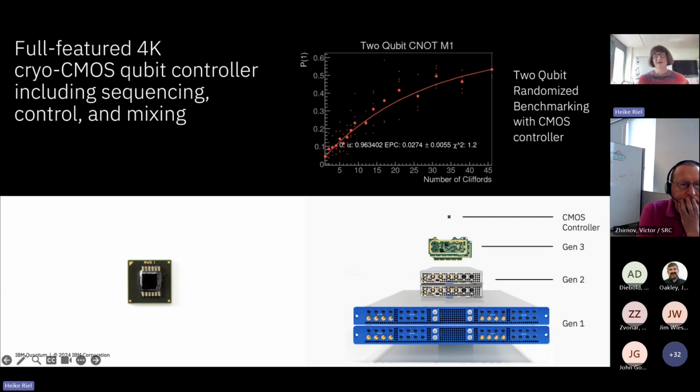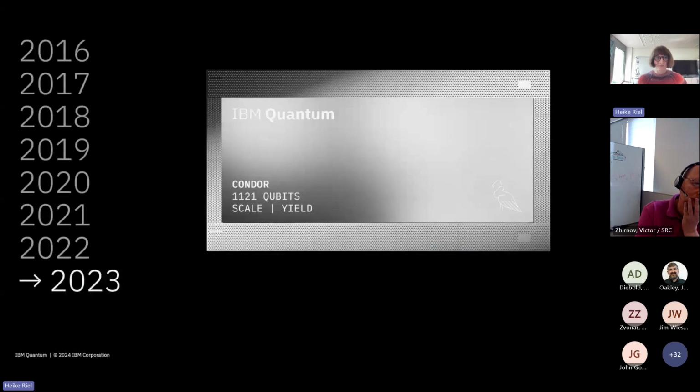Therefore, there is also a CMOS controller where you can further integrate all the electronics and bring this even into the low temperature regime, not at millikelvin, but at the Kelvin regime. And this may also provide further advantages. So again, this is also an active field of research.